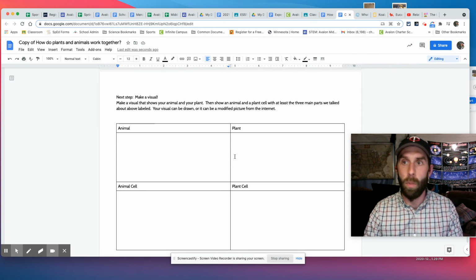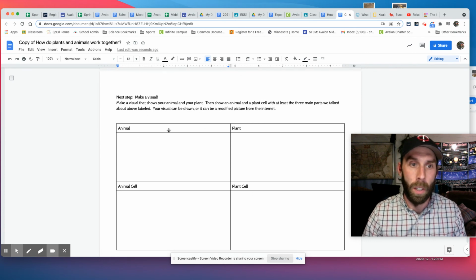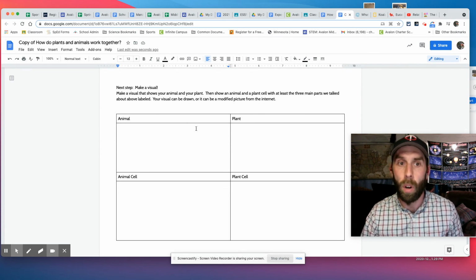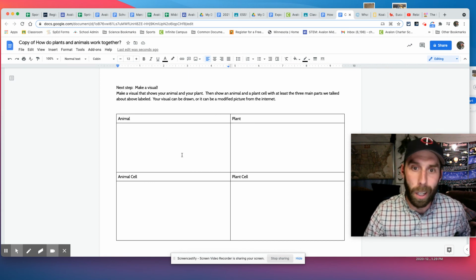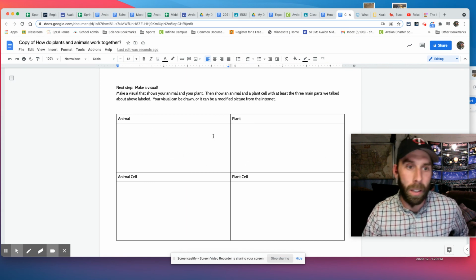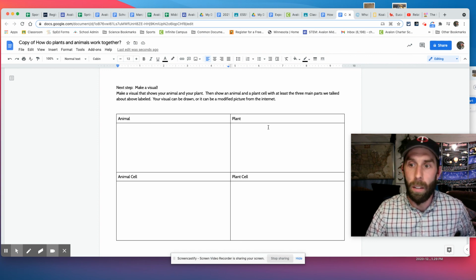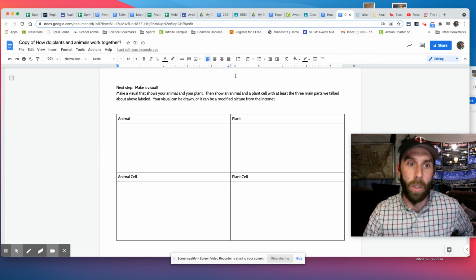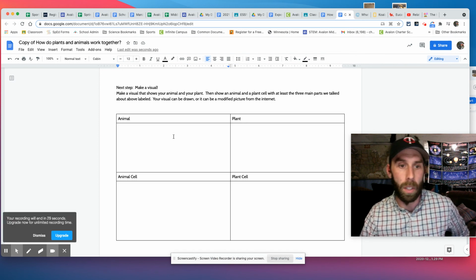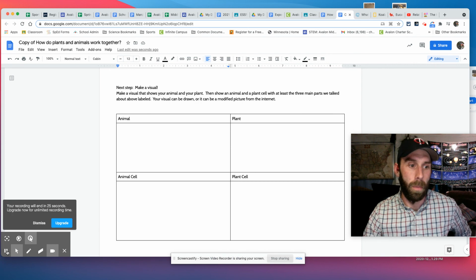The next up, you need to make a visual. So you can draw your visual. Here you draw your animal. Here you draw your plant. You might draw some arrows with like stuff going in, right? You have oxygen going into the animal, eucalyptus leaf going into the animal. So I'll put one together and show you in just a second.